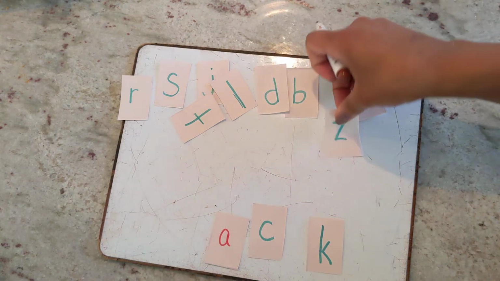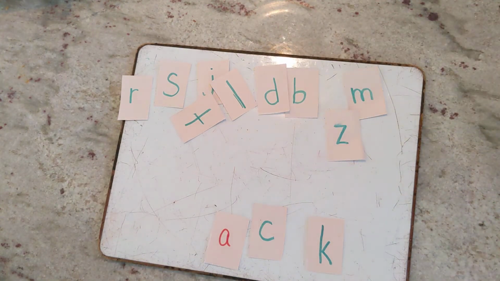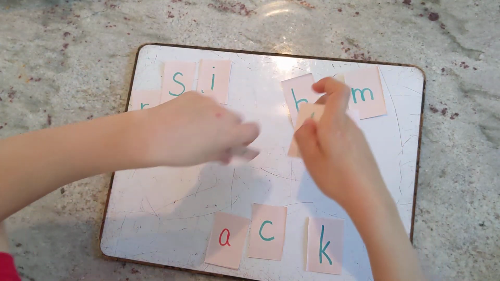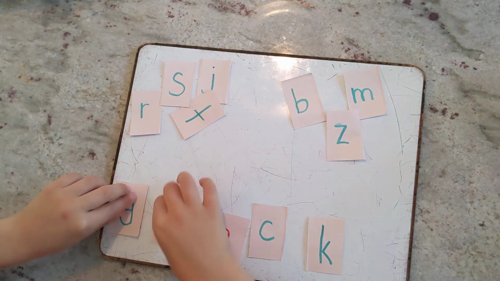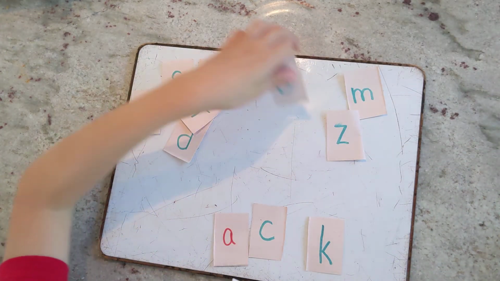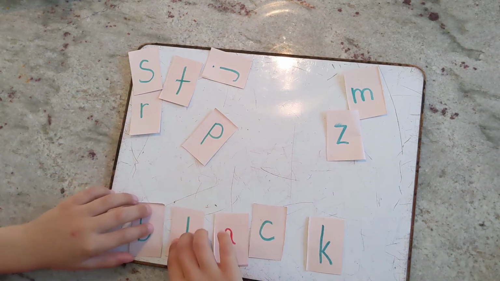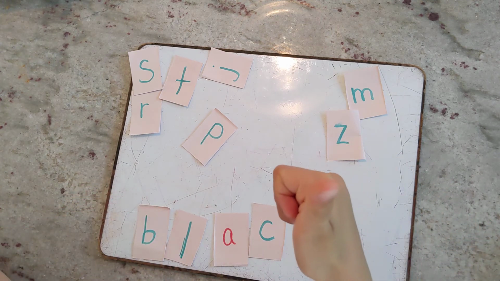This is where it gets a little tricky. All right. So right now, I'd like you to put the blend bl in front of ack. Bl. That's a D. You mean a P? When you have it, put your thumb up. That's it. You got it. Wow, that was fast.